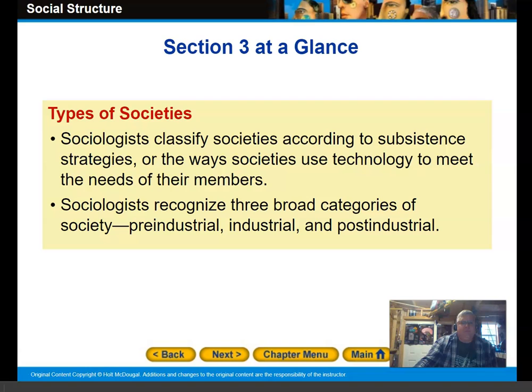Section 3. Types of societies. Sociologists classify societies according to subsistence strategies, or the ways societies use technology to meet the needs of their members. Sociologists recognize 3 broad categories of society: pre-industrial, industrial, and post-industrial.